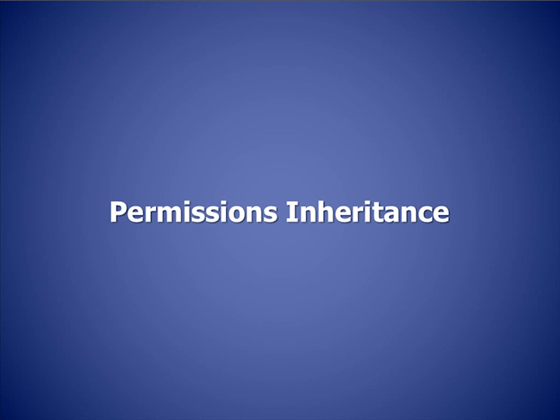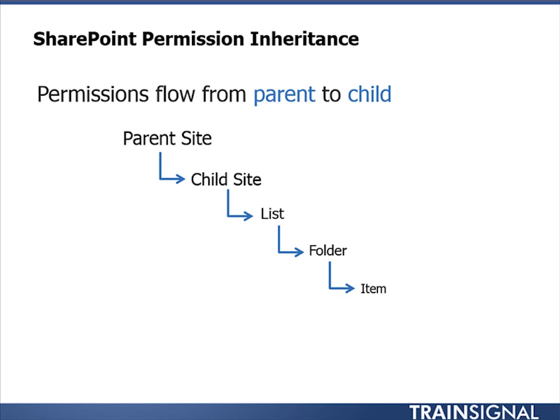Permissions in SharePoint inherit from parent to child. So if I create a site, any permissions that are there, as well as any groups, will flow down to the child site, and in turn they're going to flow down to the list, and in turn they're going to flow down to folders, and in turn from there they're going to flow down to individual items. This helps make my life that much easier.